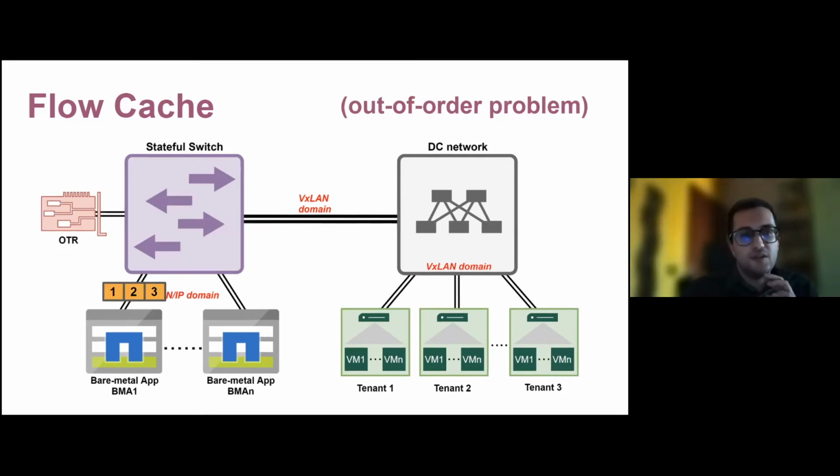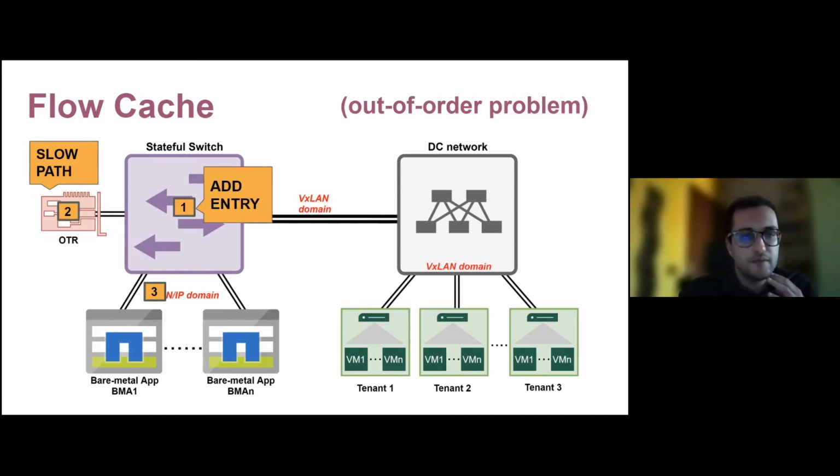Okay, in this use case an out of order problem could arise. So let's think of 3 packets from the bare metal application to the stateful switch. The first packet goes inside the OTR. Then the OTR processes the packet and encapsulates it to the stateful switch.